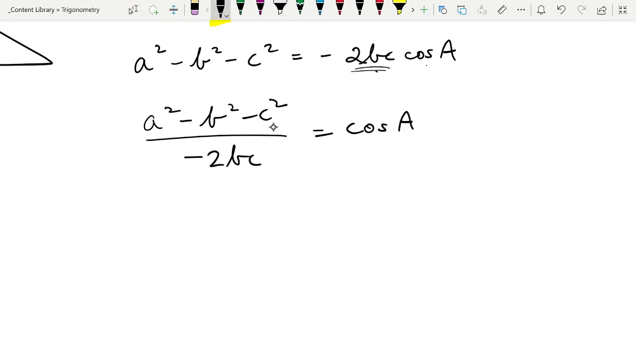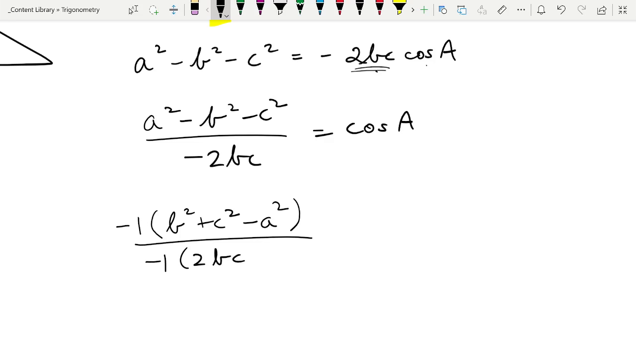I'm going to factor a negative 1 out of the top. So that means this b squared that is negative is now a positive. This c squared that's a negative is now a positive. And this a squared that's a positive is now a negative. And then I'm going to factor a negative 1 out of the bottom too. And that's where we are going to get our new formula.